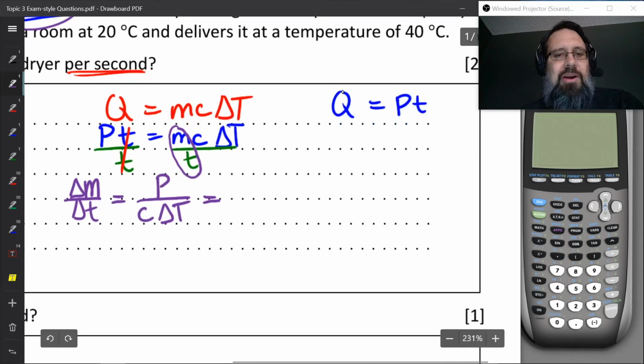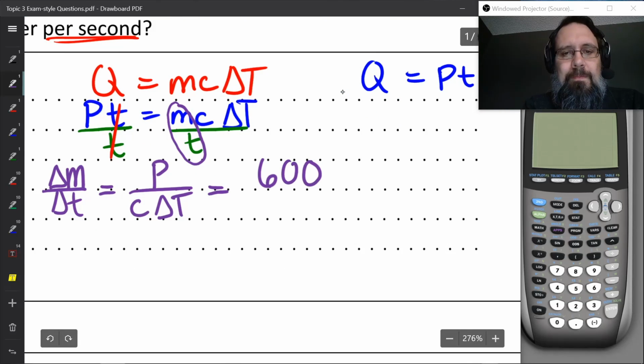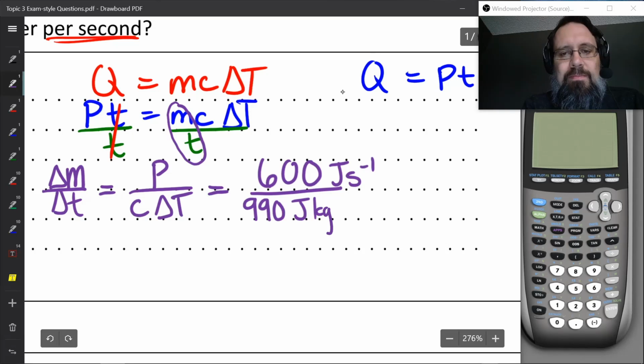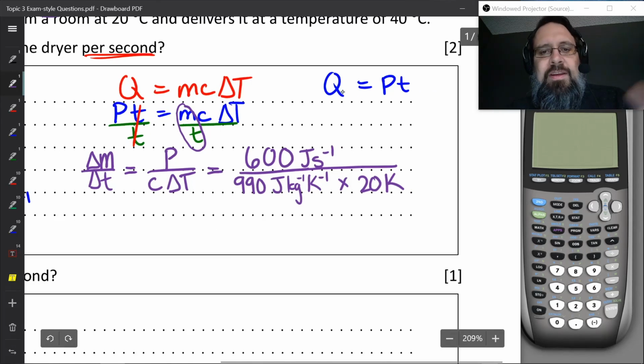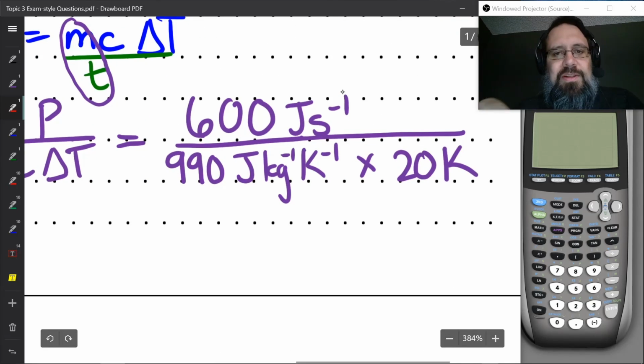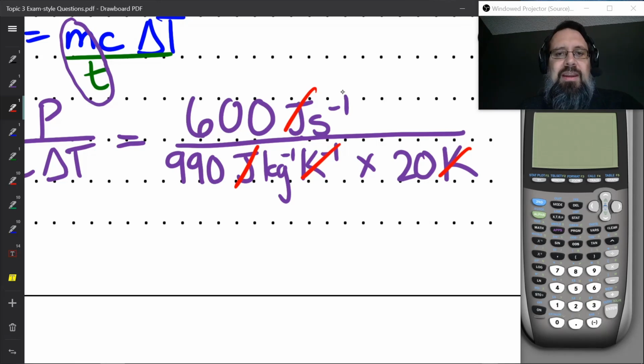So let's do this. So the power was 600, divided by 990. And then let's put the units in here. So this is joules per second. This is joules per kilogram per Kelvin. And then the temperature change was 20 Kelvin. Remember, a change of 20 Celsius is the same as a change of 20 Kelvin. It's the same magnitude temperature change. If we look at what happens to the units, the joules are going to cancel out, the Kelvins are going to cancel out, and we're going to end up with kilograms per second as the unit.